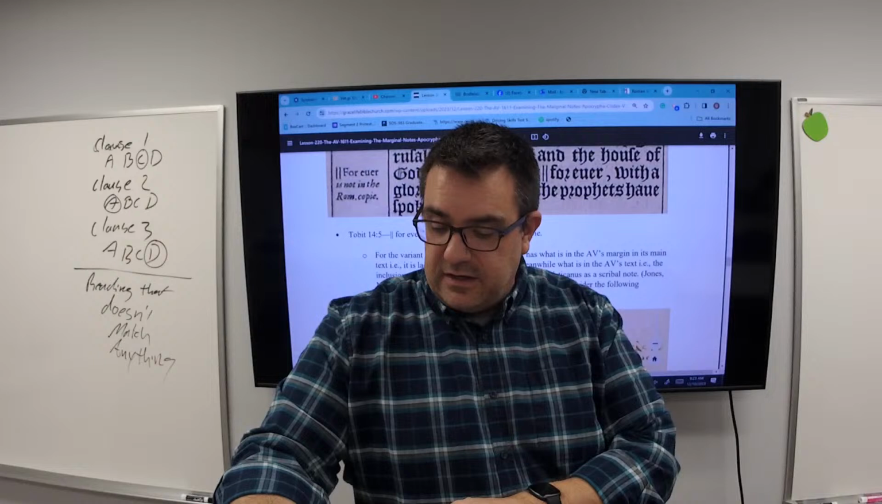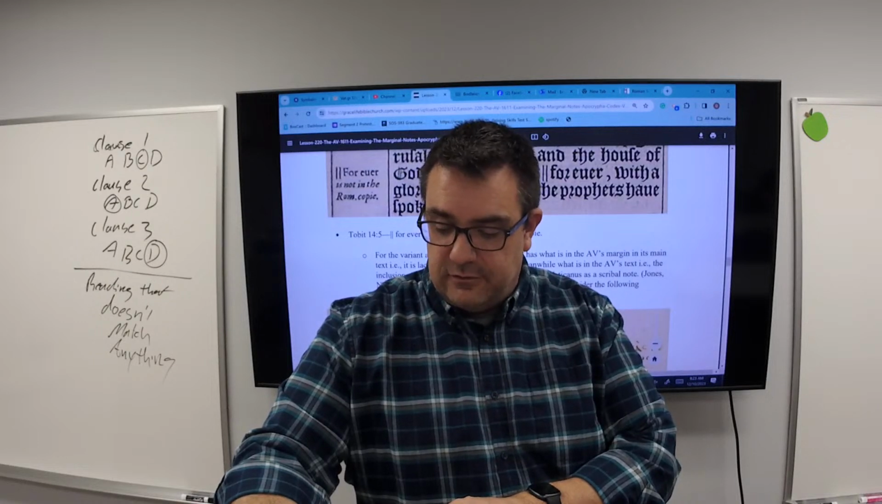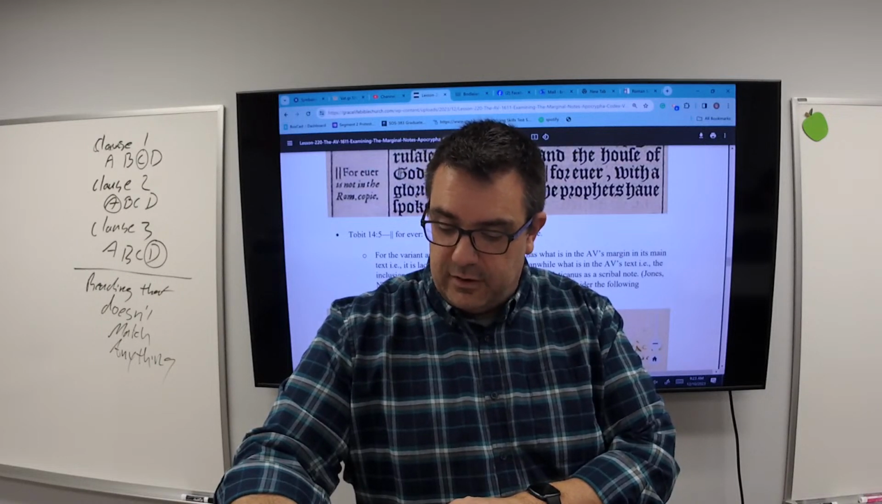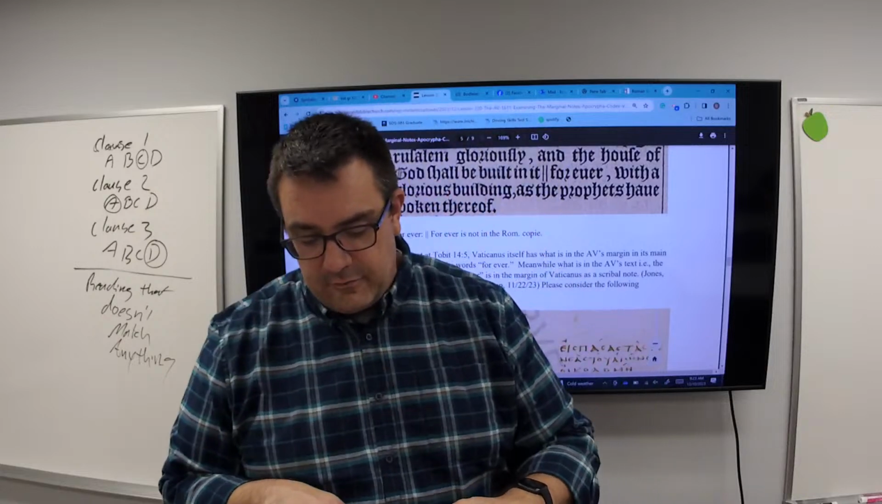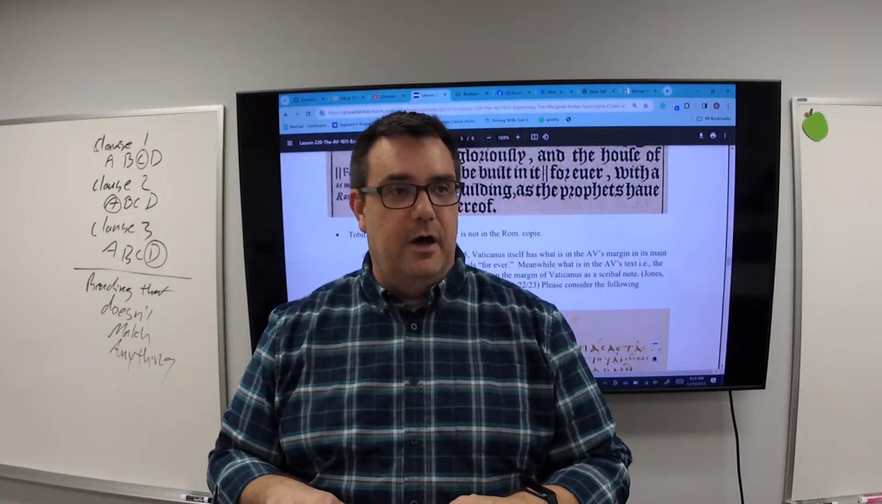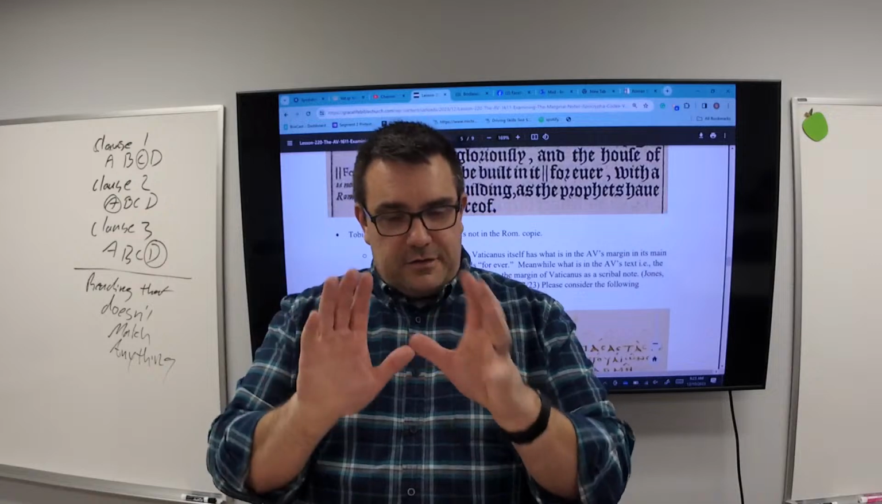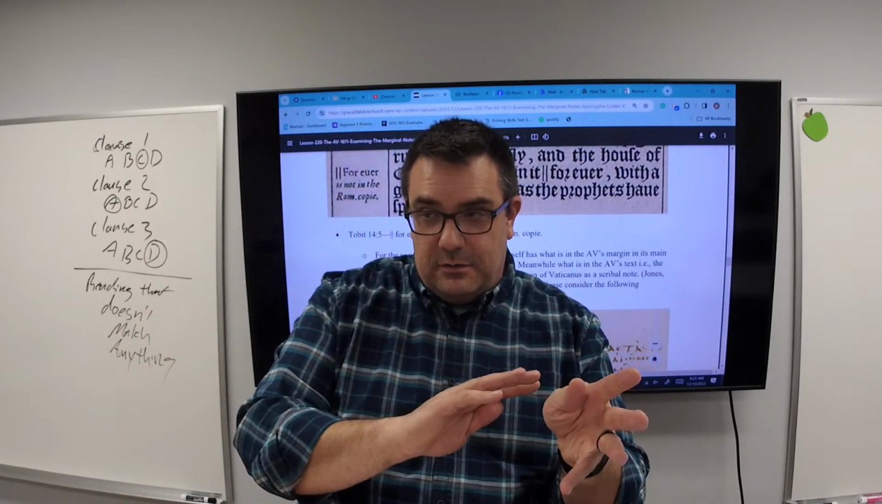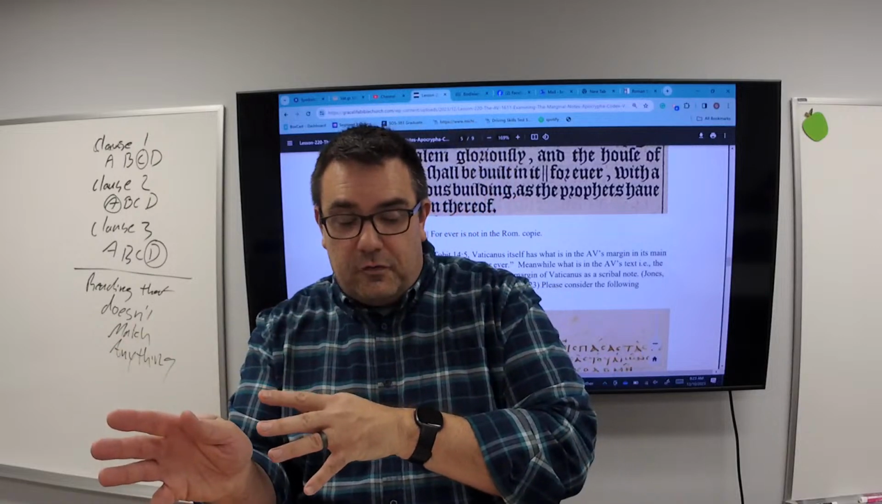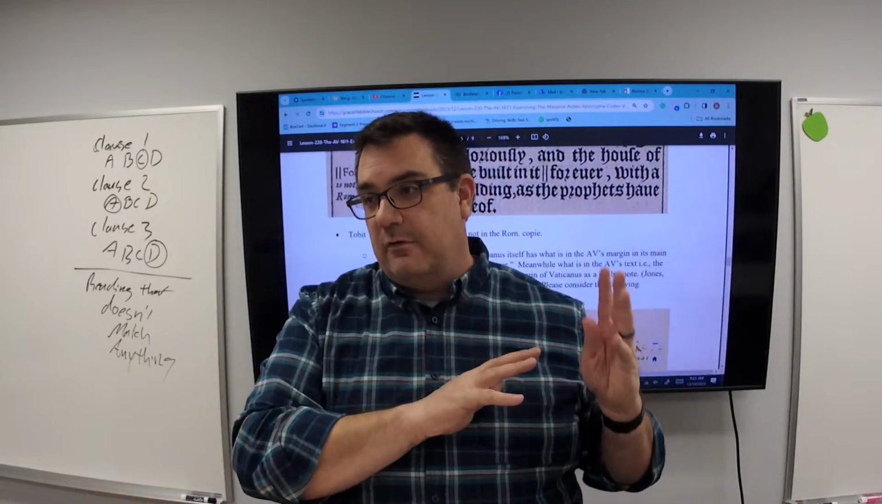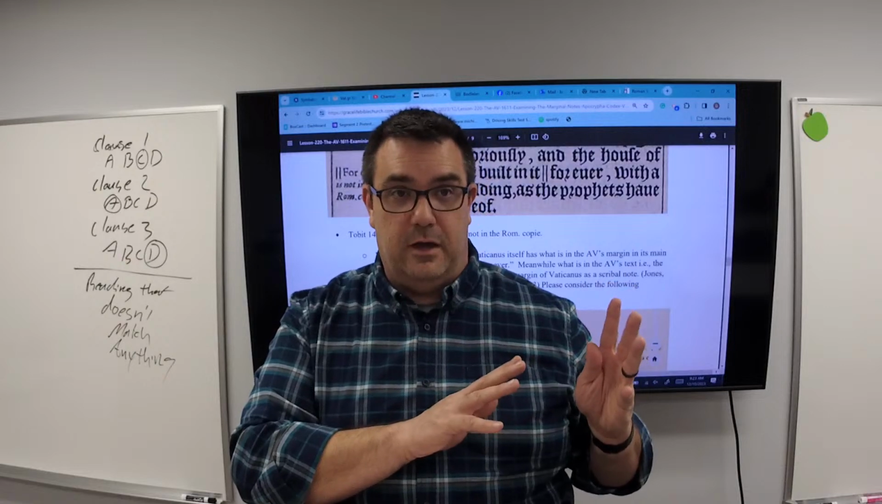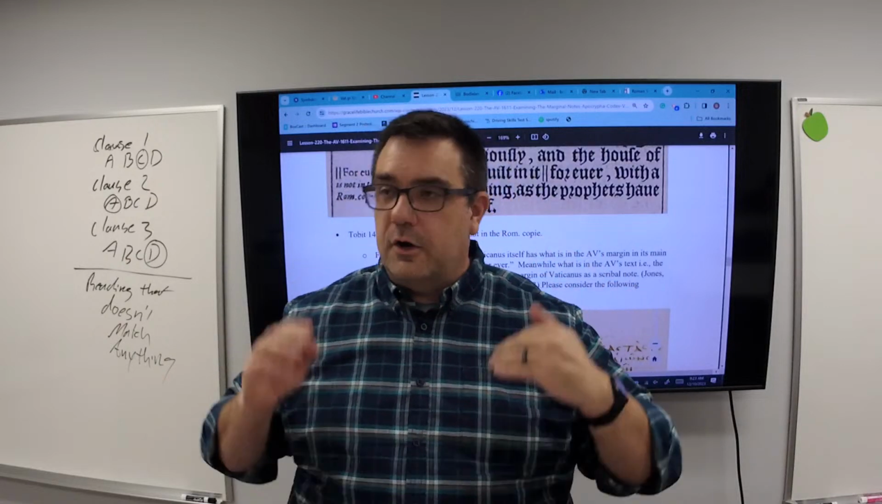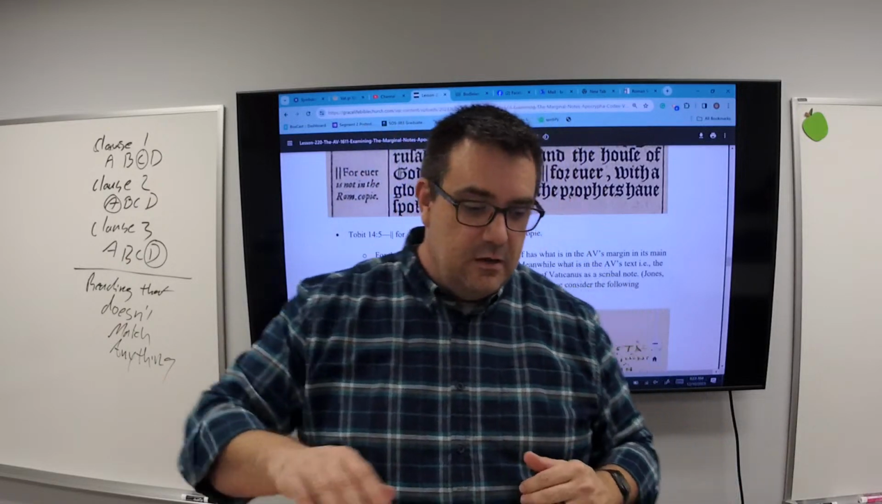Meanwhile, what is in the AV's text, i.e., the inclusion of the words "forever," is in the margin of Vaticanus as a scribal note. Okay? So understand what's in the King James text and what's in the King James margin. The text has the word "forever." The margin says the word "forever" is not in the Roman manuscript, right? Both of those are coming straight out of Codex Vaticanus.